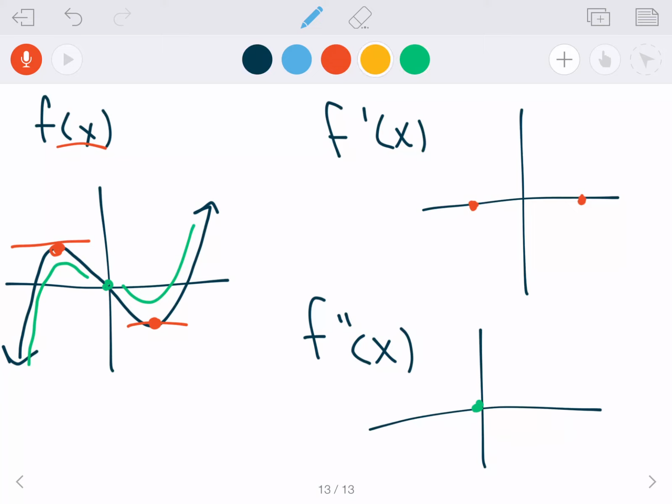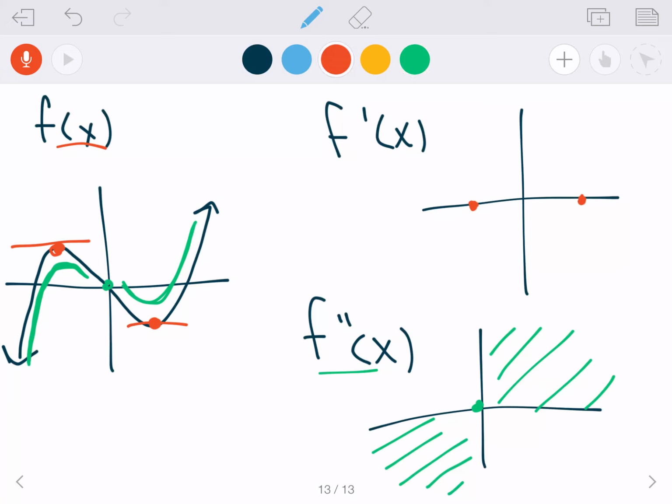Now I'm going to look at, so what did I just say here? I said this was concave down. That tells me that the second derivative is negative. So to the left of the origin, it was concave down, so I know that whatever I draw here, it's going to be negative. To the right of the origin, it was concave up, so I know my second derivative is positive. So I know I'm going to be in this region here.